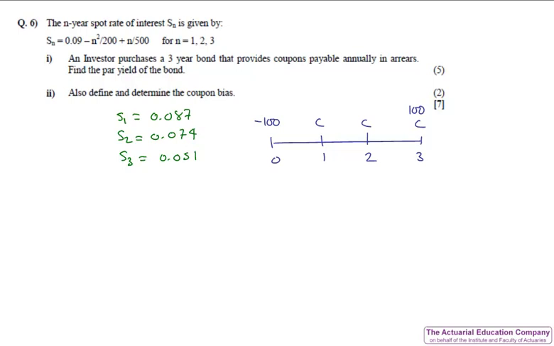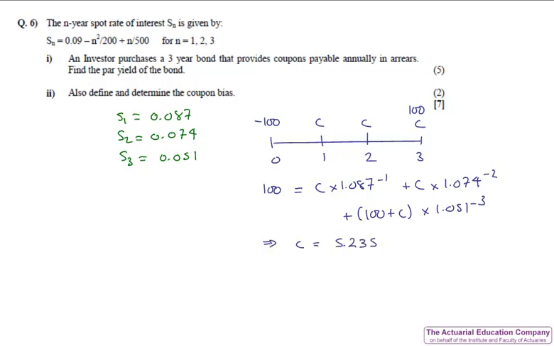So we need to solve the equation of value. The present value of the outgo is 100. The present value of the income is the first coupon payment, which we discount at the 1-year spot rate. Then the second coupon we discount at the 2-year spot rate, and the redemption of 100 and the coupon payment we discount at the 3-year spot rate. Solving that gives you a C of 5.235. Now we're working with a £100 nominal, so that's 5.235%.